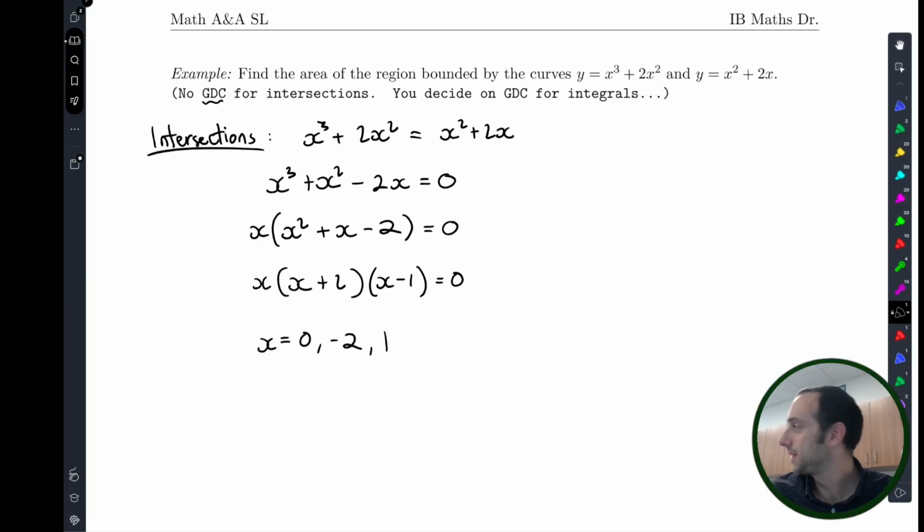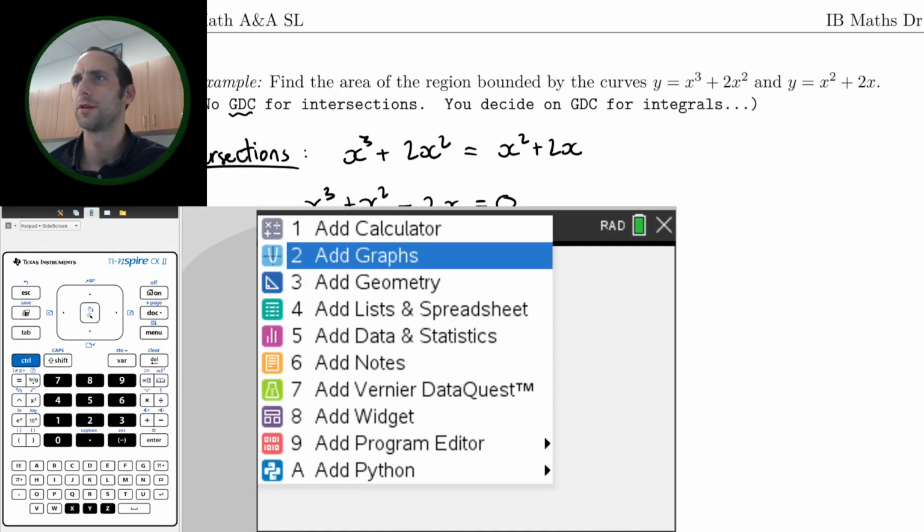Now that we have the intersections, we can use our calculator to figure out what the graph looks like. That will allow us to see which function's on top and which is on the bottom in all these different regions. So we'll head over to the calculator for that. We'll get ourselves a nice little graphing page.